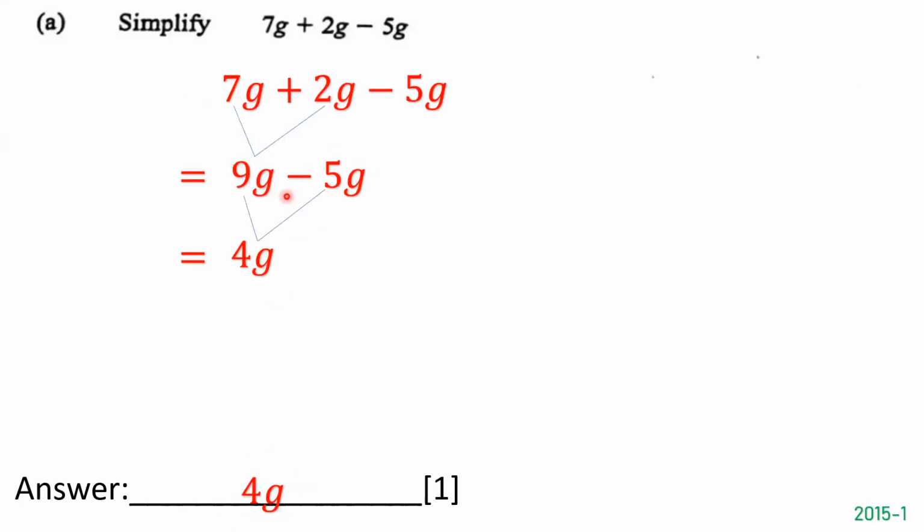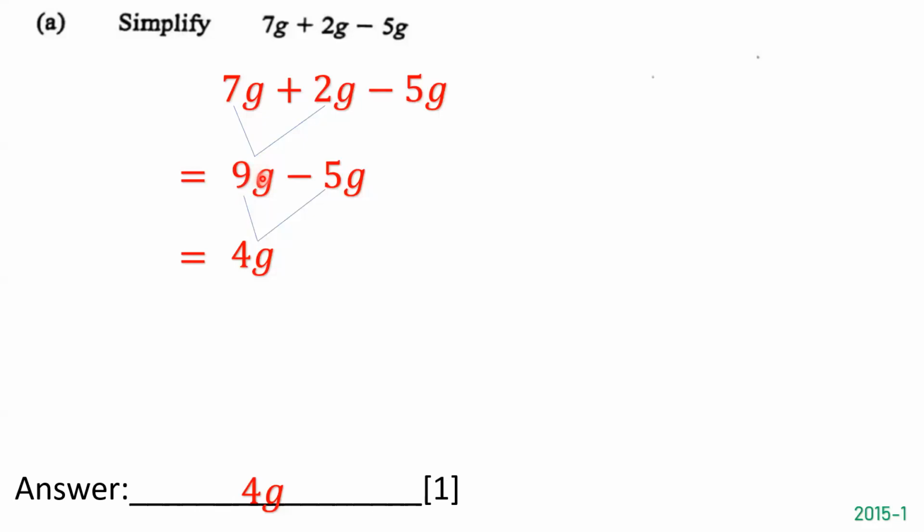Moving right along, we have another question here. It says 7g plus 2g minus 5g. Notice that each term in this expression has g in it. So that means that all of these terms are like terms, and so we can add and subtract as normal. So we have 7g plus 2g. And we know that 7 plus 2 is definitely 9. And so 7g plus 2g is definitely 9g.